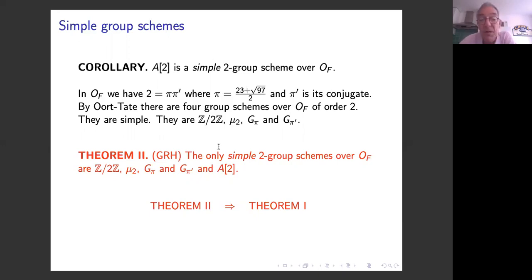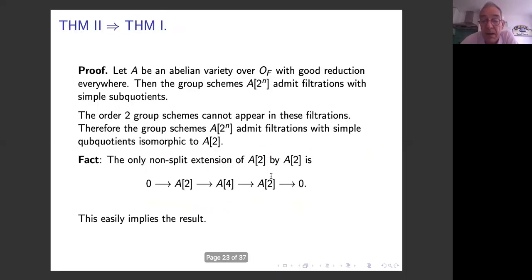And now the theorem is: it is more complicated than over Q. There are now 5 simple 2-group schemes. Instead of μ_2 and Z/2, you have all those. Well, still, you survive. Once you know this, you can argue in a similar way and prove that there cannot be any Abelian varieties with good reduction everywhere except A. And the proof is more or less the same.